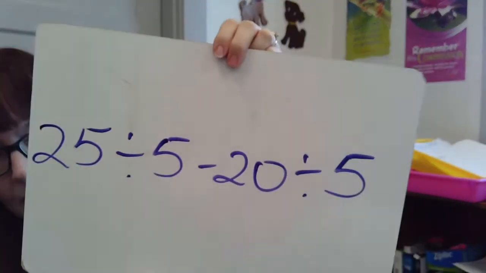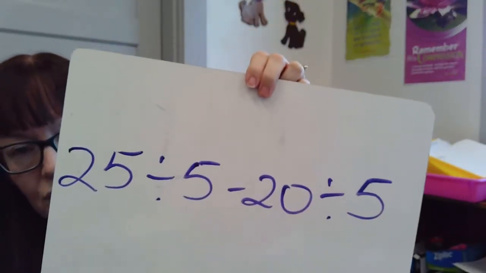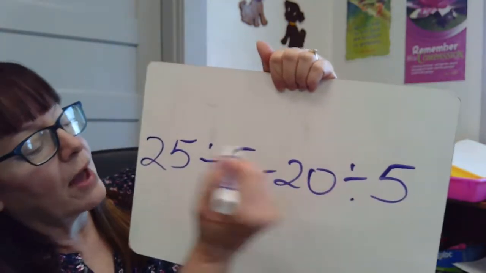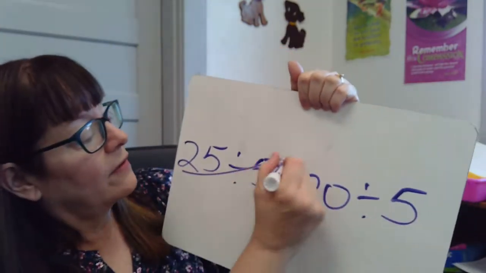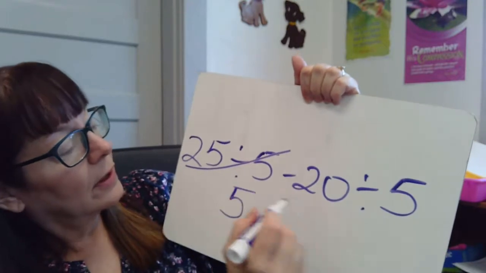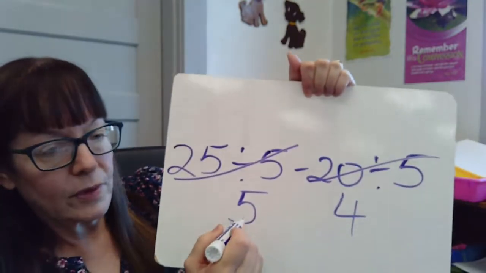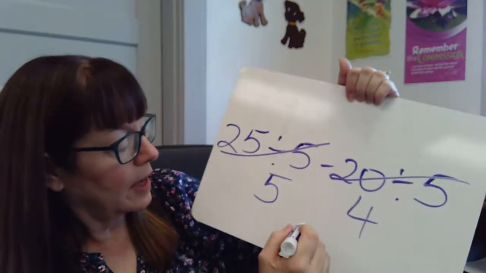We just look in here and we say, okay, I've got division and I have subtraction. What do I do first? I do the division first. It doesn't really matter which one I do first. 25 divided by 5 is 5. 20 divided by 5 is 4. And all I'm left with is 5 minus 4. And that's 1.